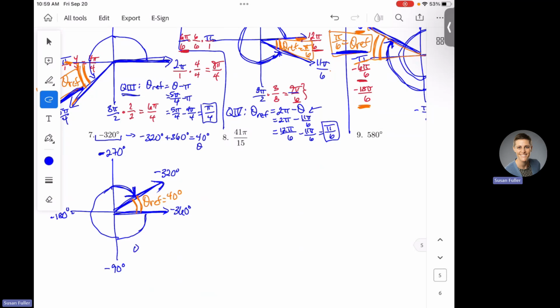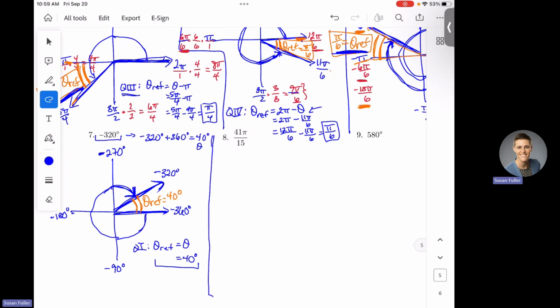And our terminal side is in quadrant 1, so our formulas say that your theta ref, your reference angle, is equal to your angle theta, which here is 40 degrees. So that says my reference angle would be 40 degrees, and that matches what we logicked out.